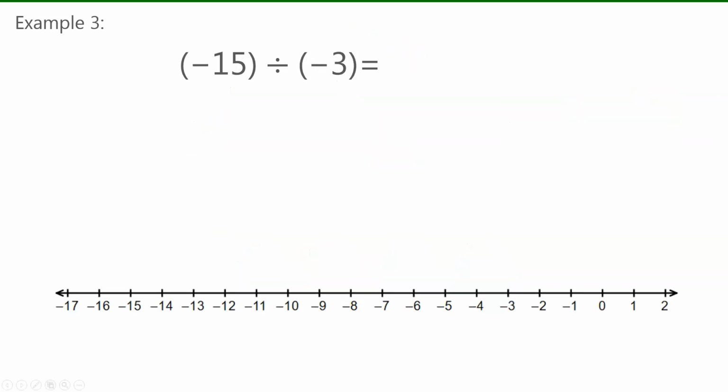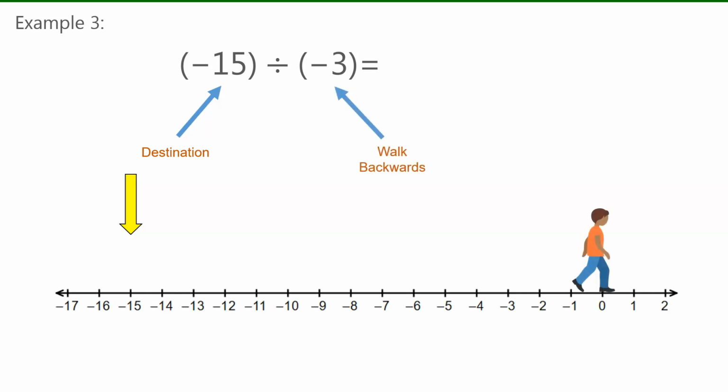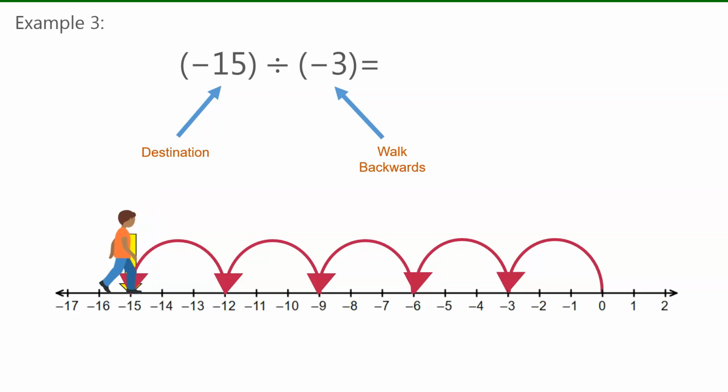Example 3. Negative 15 divided by negative 3. So negative 15 is the final destination. That's where I want to end up on the number line. And the negative in front of that 3 indicates that I'm walking backwards to get to negative 15. So if I'm walking backwards and making jumps of size 3, how many jumps will I make to get to negative 15? I make 5.